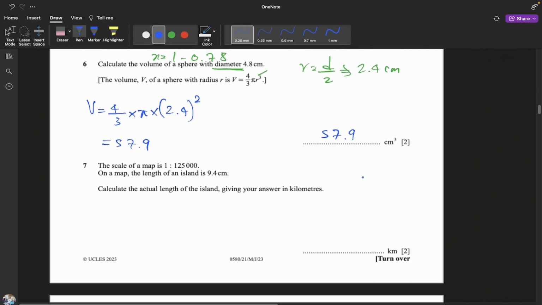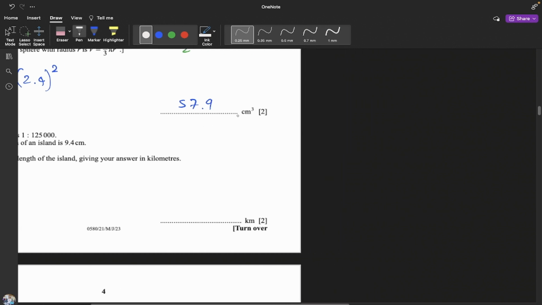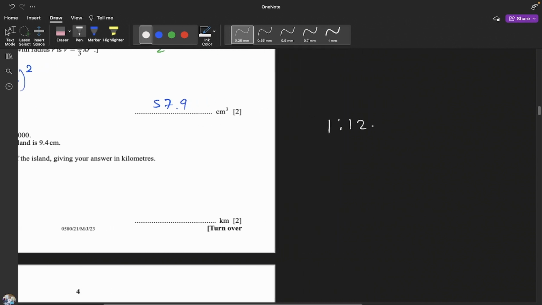Okay. 7th question. This is one of my target questions. Obviously all of these types of questions might come in the exam paper, but you should pay more attention to this type of question. So 1 is to 125,000. In a ratio, both sides will be given in the same units. Okay, that is a key thing.